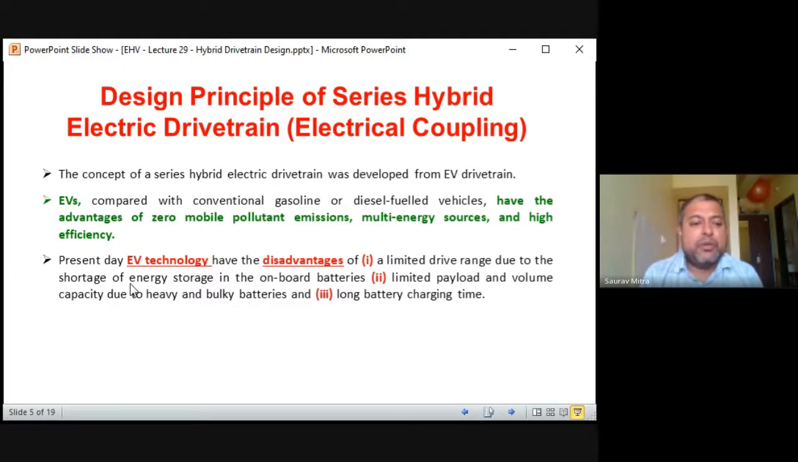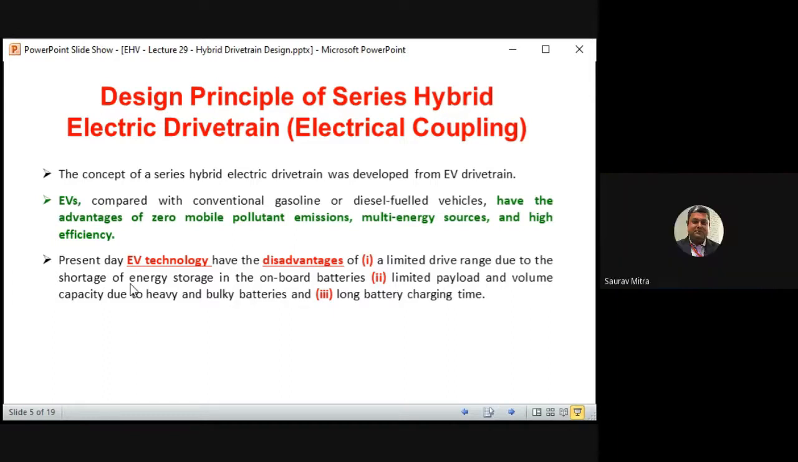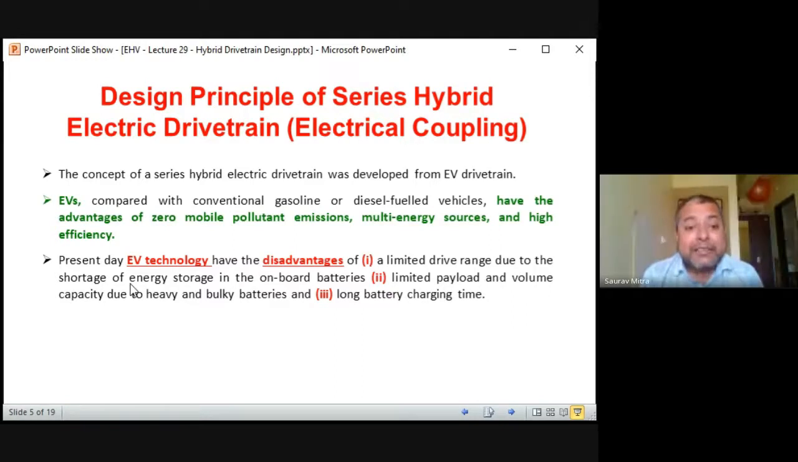Second, limited payload and volume capacity due to the heavy and bulky batteries, obviously. But I think this book was written about 20 years ago. Nowadays, batteries have become quite light, and their efficiency has increased quite a lot. Tesla claims that in one charge their vehicle can go around 630 kilometers or so, which is actually a lot. So this limited payload problem due to heavy and bulky batteries still is there, but it is solved to quite an extent.